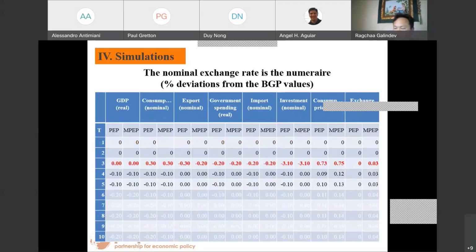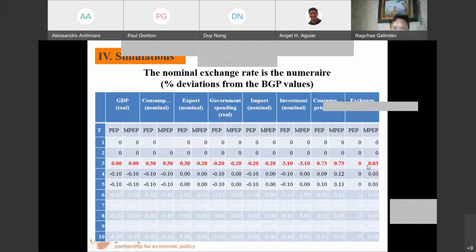And next one is, I'm going to explain the nominal exchange rate as the numeraire. So here, I'm going to assume that the central bank cares only about the inflation gap in the interest rate rule, and they don't care about the other gaps. So you can see that the results are again very similar for all the variables. You can see that in this case it is 0 because in the PEP model, the exchange rate is normalized, so it doesn't change.